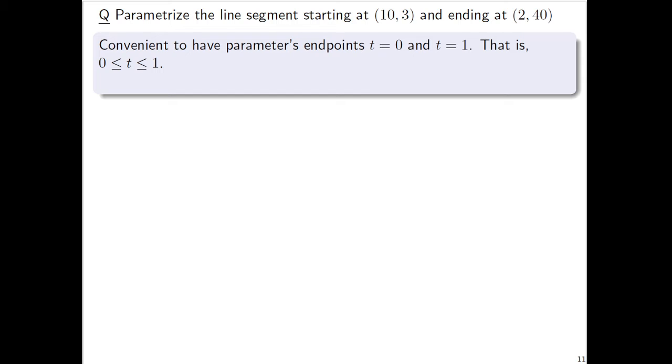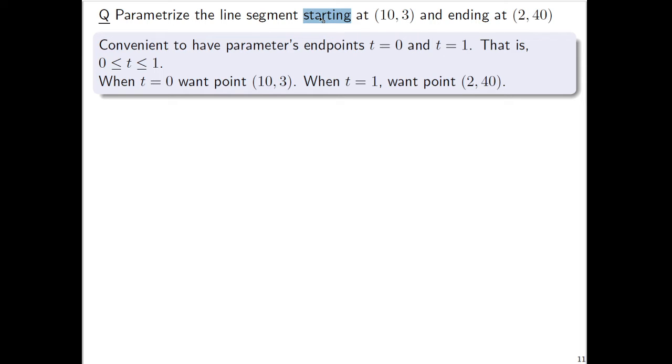It's convenient for line segments to have the parameter's endpoints be t equals 0 and t equals 1. That is, by convention right now, we're just going to choose a way to write this. There are many ways to do it, but choose a way so that 0 is less than or equal to t is less than or equal to 1. So when t is equal to 0, we want the point (10, 3). And when t equals 1, the last value of t we're going to look at, because t only goes up to 1, we want this point (2, 40).